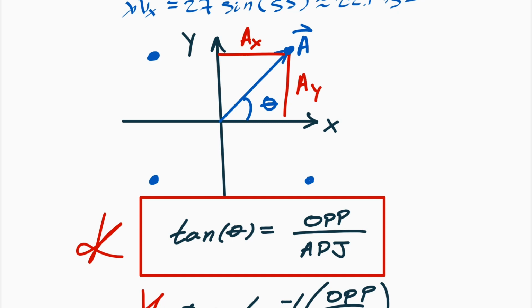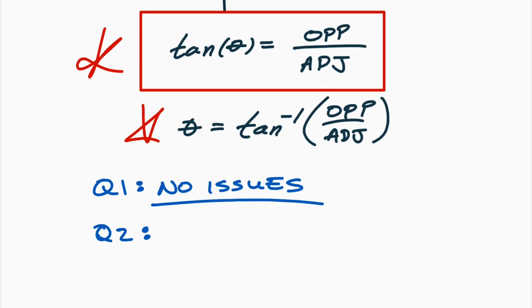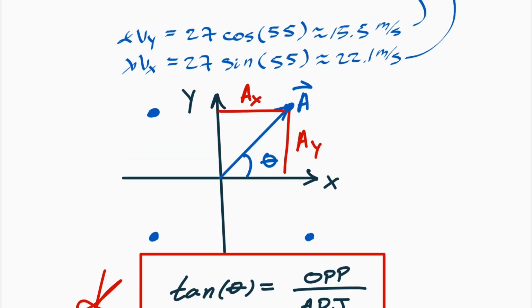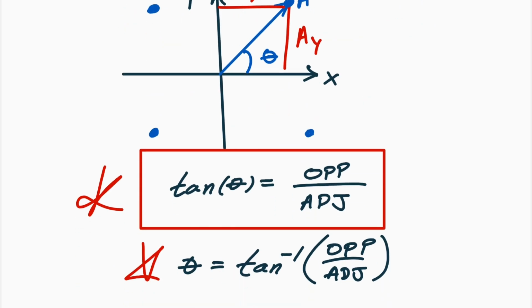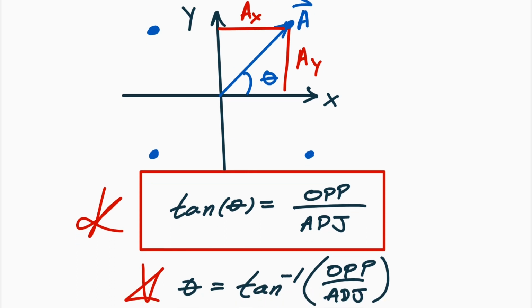That is a lot of information to take in. What I want you to understand from this is that in quadrant 1, there are no issues, okay? If you have two vector components and they're both positive, then you know that you're in quadrant 1, and you can just take the inverse tangent of the opposite over the adjacent, and you're going to be fine, right?